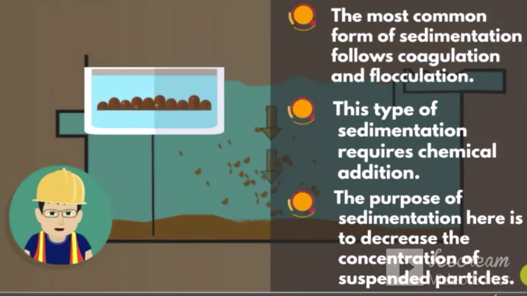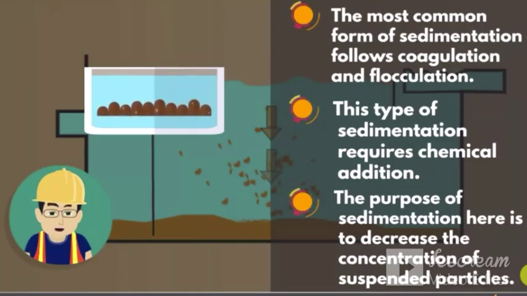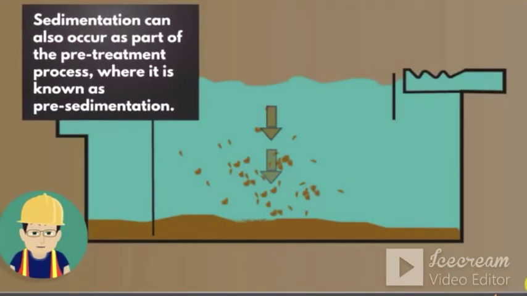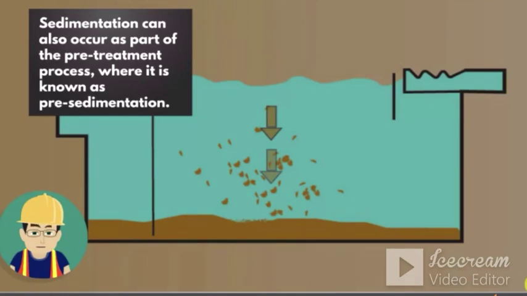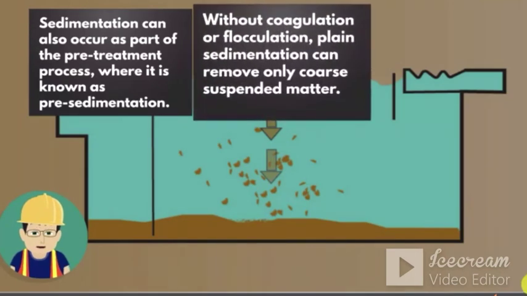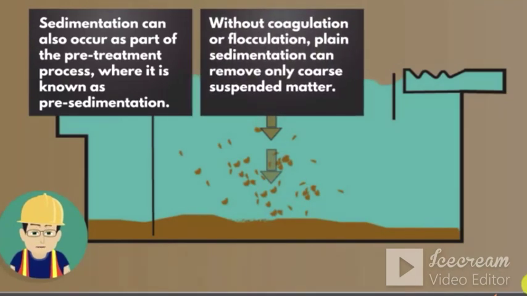The purpose of sedimentation here is to decrease the concentration of suspended particles in the water, reducing the load on the filters. Sedimentation can also occur as part of the pre-treatment process, which is known as pre-sedimentation. Without coagulation or flocculation, plain sedimentation can remove only coarse suspended matter, which will settle rapidly out of the water without the addition of chemicals.